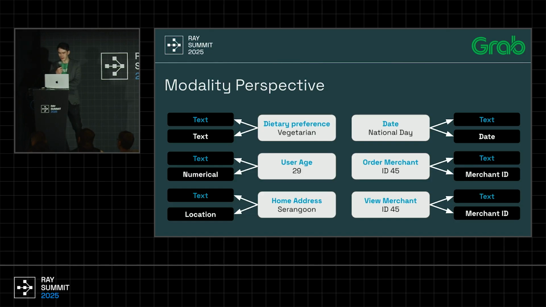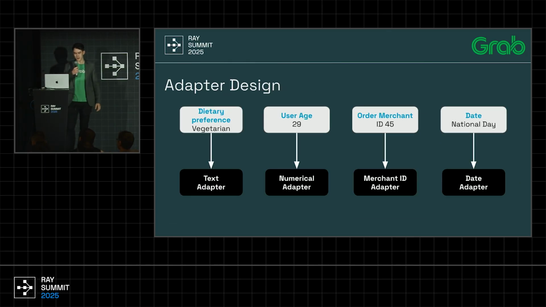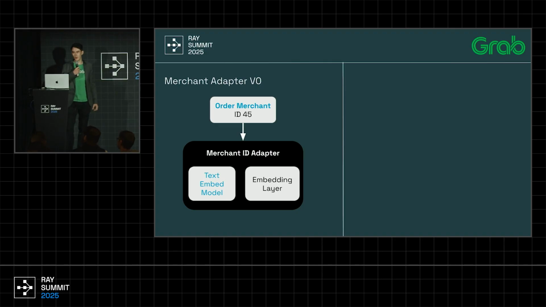So what do we do with this new view of the modalities? We design adapters. For each of these modalities, we have specific adapters. For some, we leverage pre-trained foundation models. For others, we do custom designs. And the beauty of that is, if we have new data types at Grab, we can introduce a new adapter, learn from that, and then extend the capability of our foundation model. So to give a bit more context, I want to get into an example of our merchant adapter.